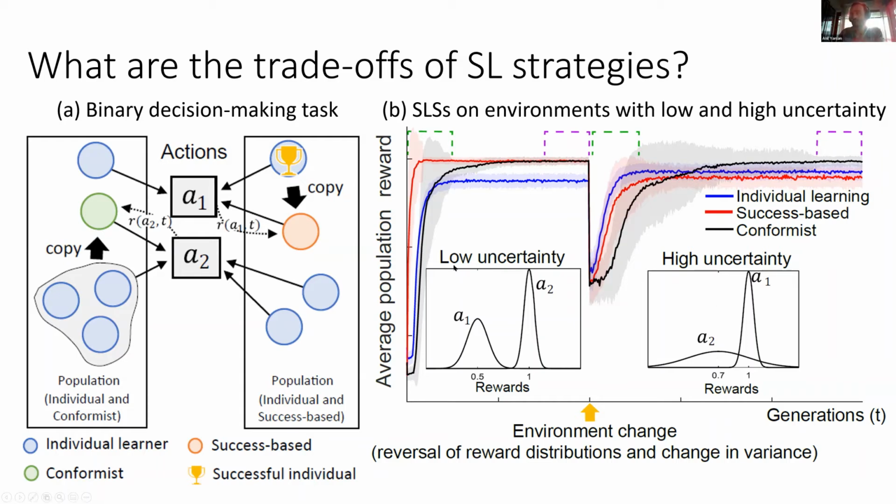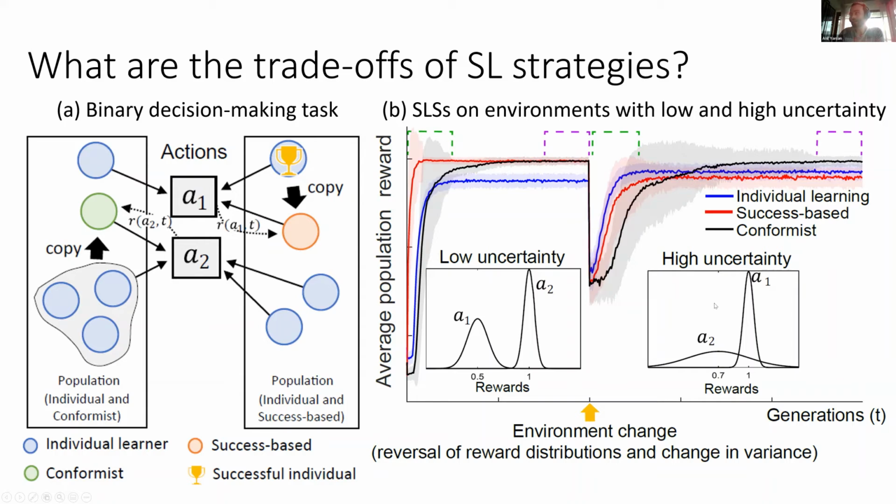And based on that, in the low uncertainty case, we see that the conformist strategy is taking a bit more time, but they converge on higher average reward as a population. For example, this is individual learners. The difference is due to this exploration rate, epsilon.